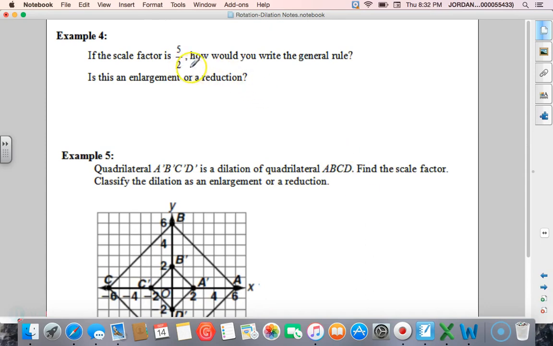So example 4 here. The scale factor is 5/2. How would you write the general rule? I'm going to go ahead and pause it here and see if you can write the rule and also tell me if it's an enlargement or a reduction.